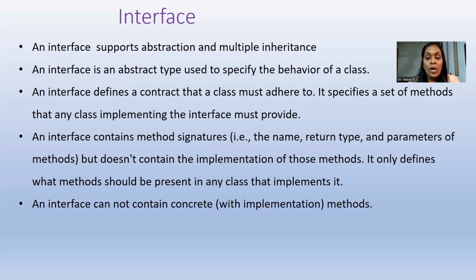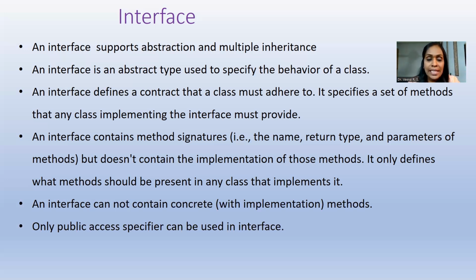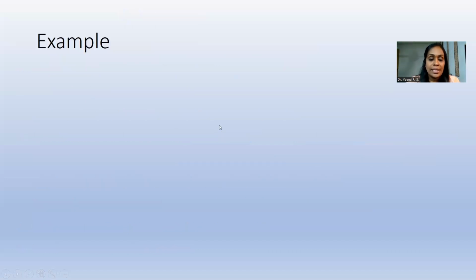An interface cannot contain concrete methods, that is, methods with implementation. Only the public access specifier can be used in an interface. You cannot use the private or protected access specifiers in an interface. So whatever methods or method signatures you are giving in the interface should always be of type public. You also say that an interface cannot be instantiated. You cannot create an object of an interface. An interface will act only as the high-level abstraction where all the methods and method signatures can be declared, and the implementation of those methods you can put in the respective classes.